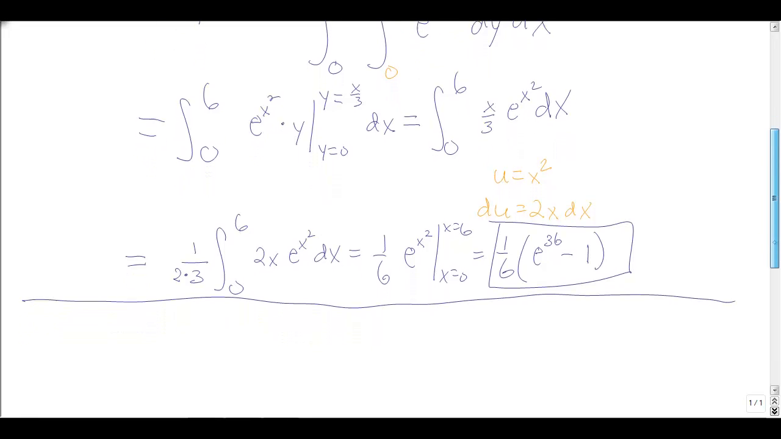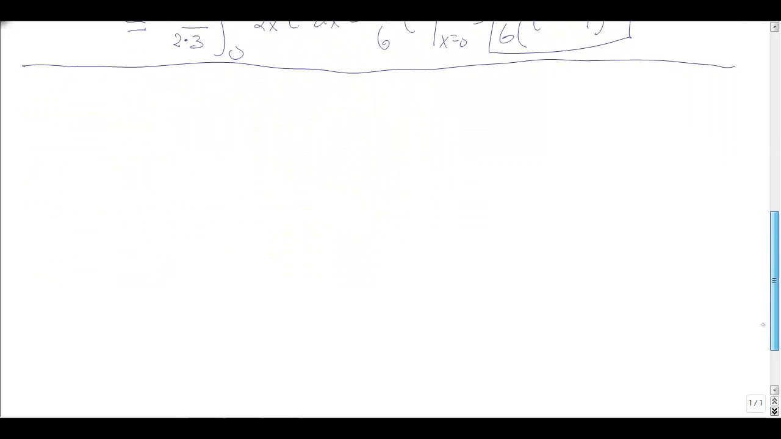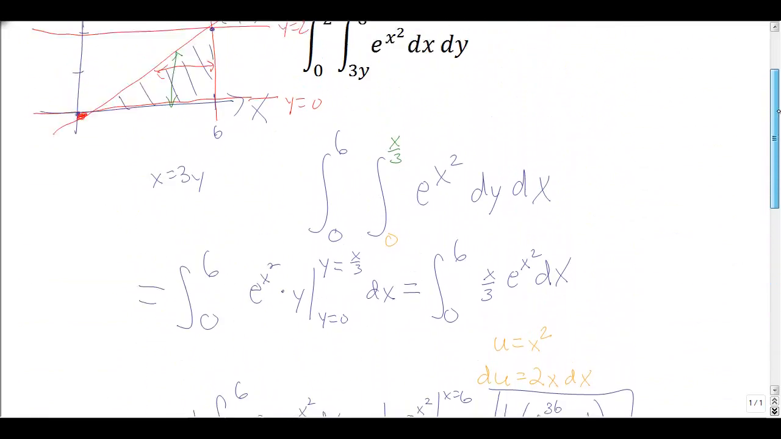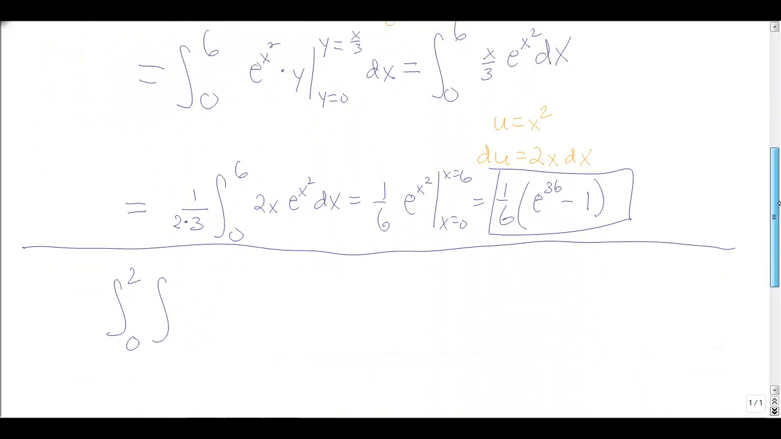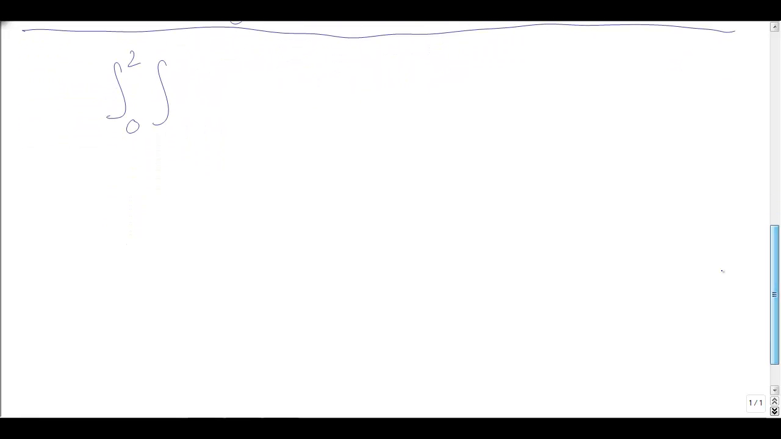It's power series. So what we're going to do with our double integral, it was 0 to 2, and then 3y to 6, and we had e to the x squared dx dy. Now you want to say, I don't want to mess around with the geometry of changing the order of integration. I'm going to do this a different way.